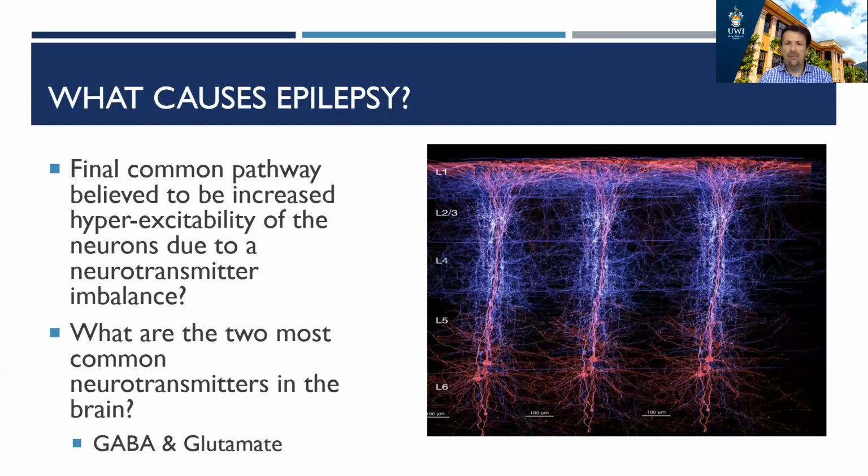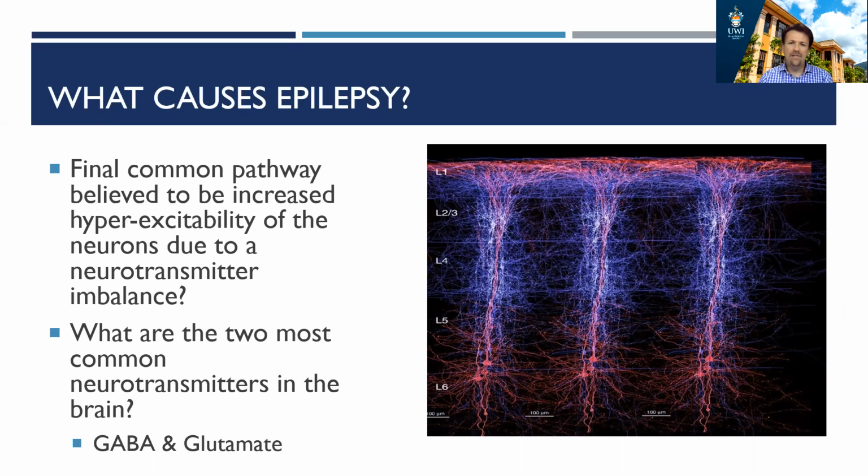Here you can see a number of cortical neurons that have been stained from the cortex, the cerebral cortex. They've been given a special fluorescent dye that allows them to light up. The glutamatergic neurons are in red, and the GABAergic neurons are in blue. And we can just recognize that most of the neurons in the brain are either GABAergic or glutamatergic. GABAergic represents the main inhibitory neurotransmission, and glutamatergic neurons represent the main excitatory neurotransmission.